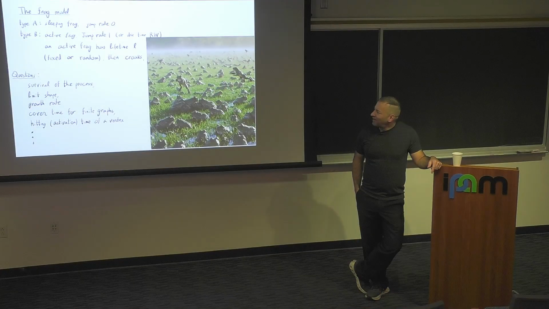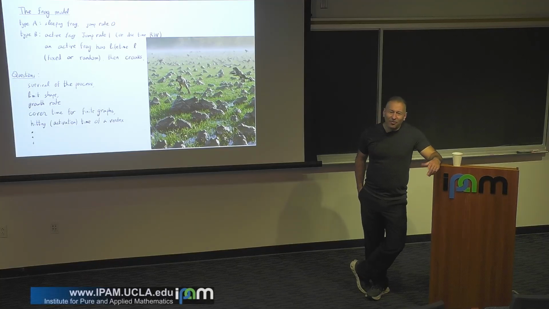Now the active frogs have a lifetime, which is called L here, but later we will call it T. So when the frog is active, it jumps around for time t, and then it dies. So it stops, it doesn't fall asleep, it just dies and it no longer plays any role in the system.